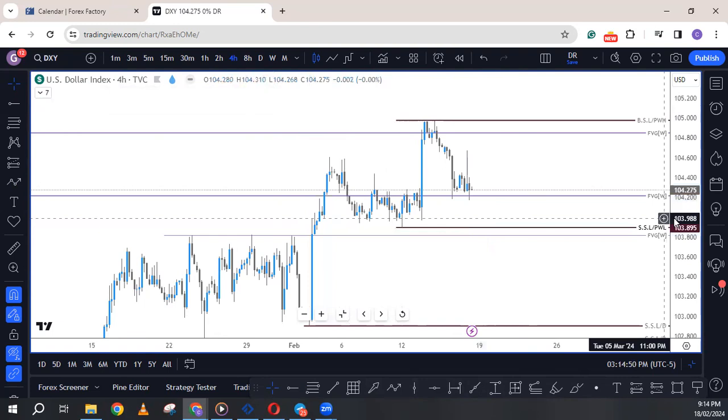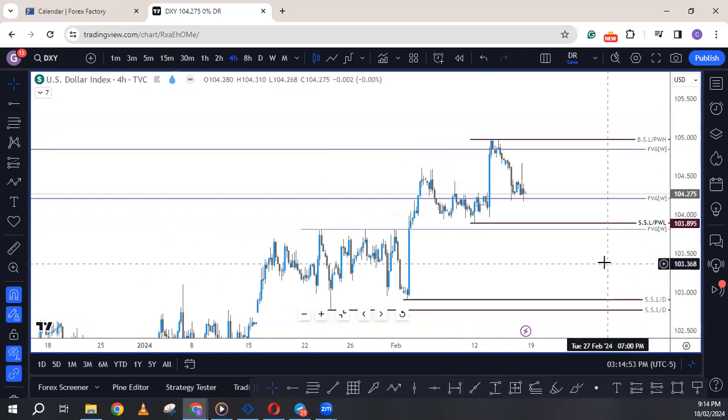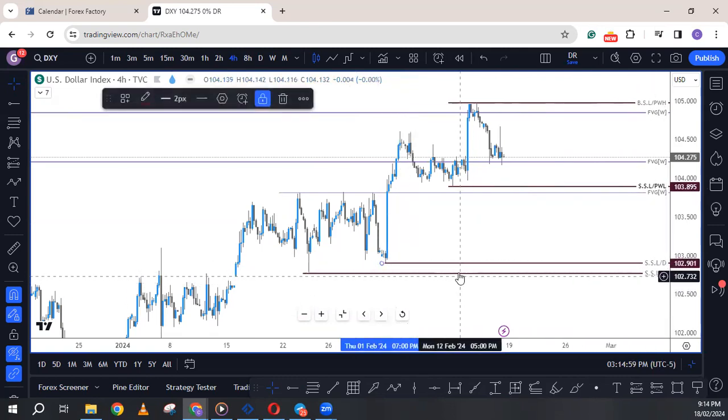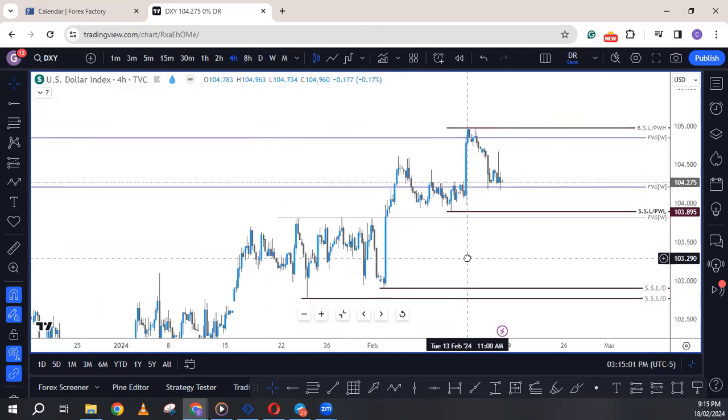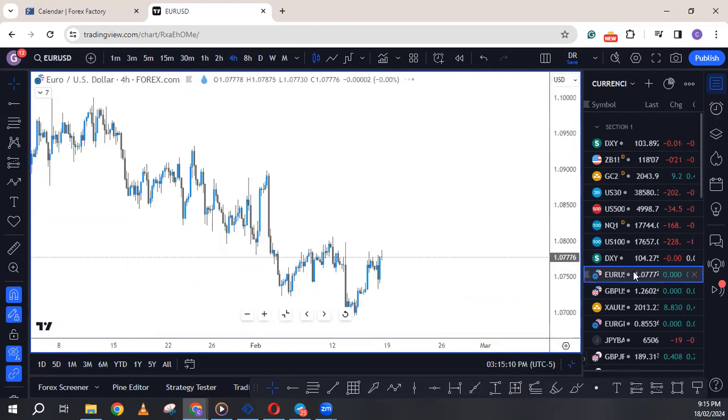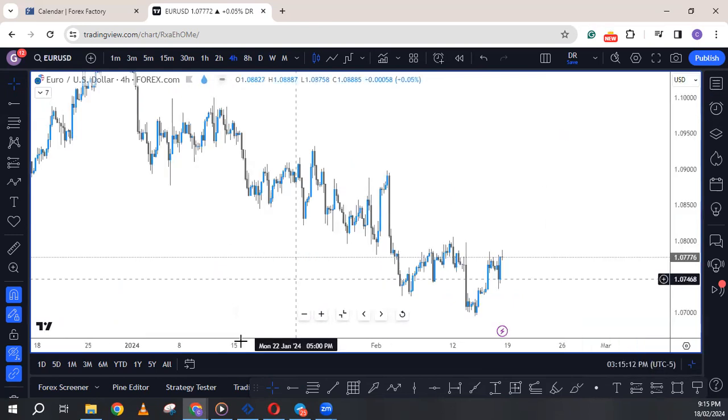But technically, it's still looking bearish above these two lows. That is 102.90 and 102.77. But we might see a little bit of a steep retracement before a continuation to the upside. So the next pair we're going to be looking at is the Euro USD.